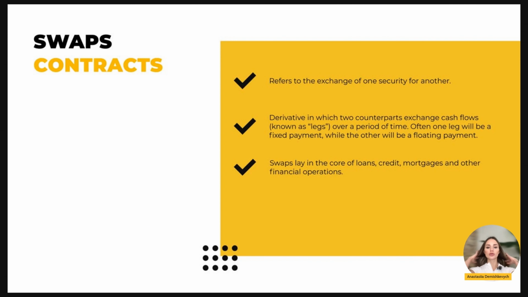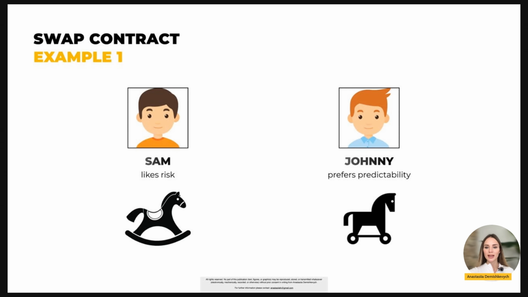Let's now move on to another type of derivatives, swap contracts. A swap is a contract in which two parties agree to exchange cash flows or liabilities over a period of time. Swaps are often used in the interest rate or currency market. They can be used to manage exposure to fluctuations in interest rates or to exchange fixed rate debt payments for floating rate payments. Swaps are frequently used by companies and financial institutions for managing risks associated with their financial or currency exposure. To illustrate the next example, let's meet Sam and Johnny.